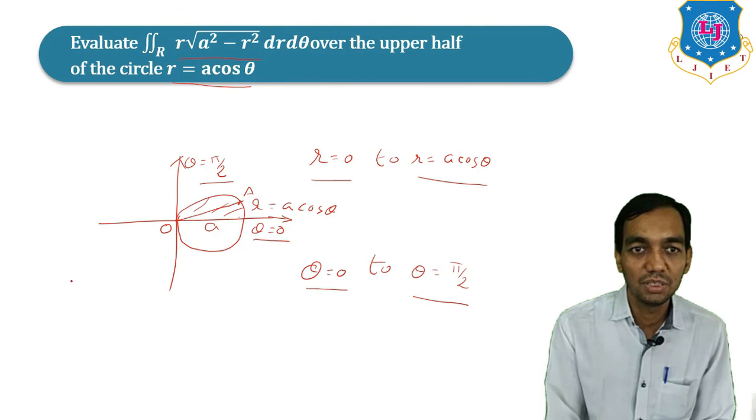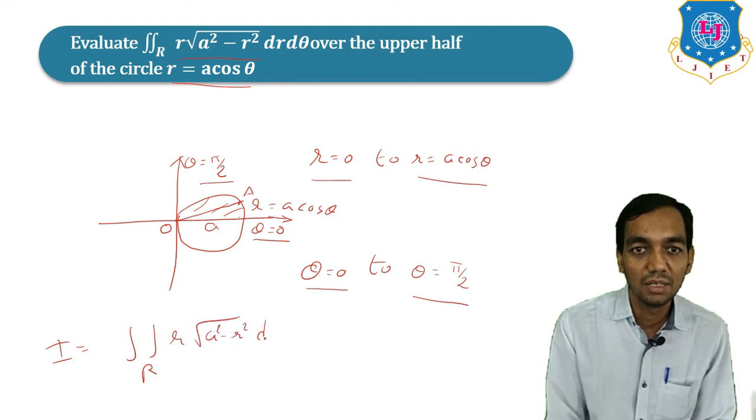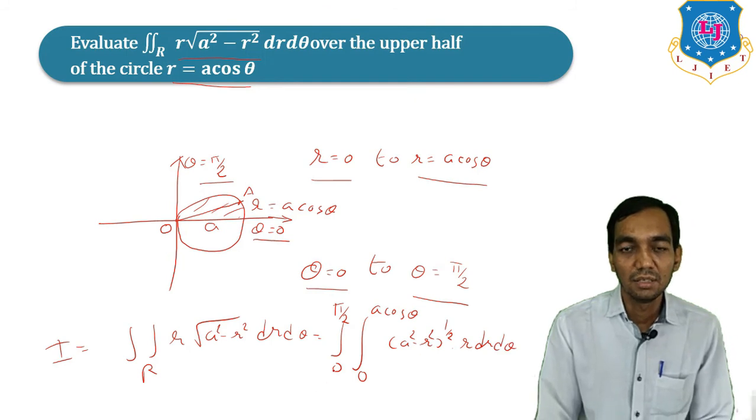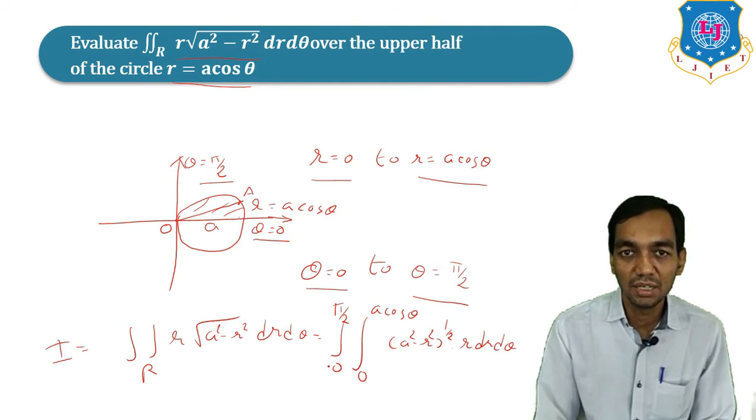So if you are going to substitute all things in your integration I, then your double integration r under root a square minus r square dr d theta will reduce to the form: integration from 0 to pi by 2, integration from 0 to a cos theta, a square minus r square raised to 1 by 2 into r dr d theta. And now integrate this function.